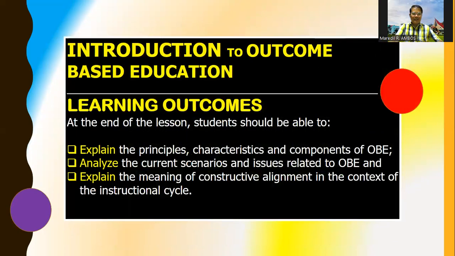For our learning outcomes, at the end of the lesson, students should be able to, number one, explain the principles, characteristics, and components of outcome-based education. Second, analyze the current scenarios and issues related to outcome-based education. And the third one is explain the meaning of constructive alignment in the context of the instructional cycle.